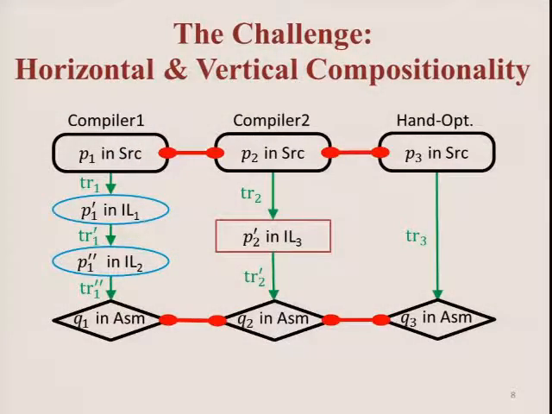Okay, so what we really want is to have both notions of compositionality, right? It means here that by composing the verification of each compilation path, represented by green lines, we want to get the equivalence between this linked source program and the linked target program. And this is very challenging because you cannot compose the verification of TR1 and TR2 horizontally, because the intermediate languages IL1 and IL3 are different.